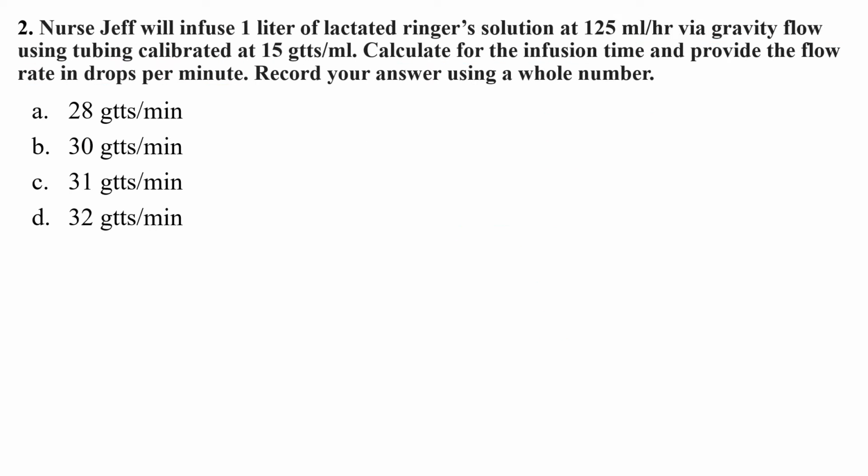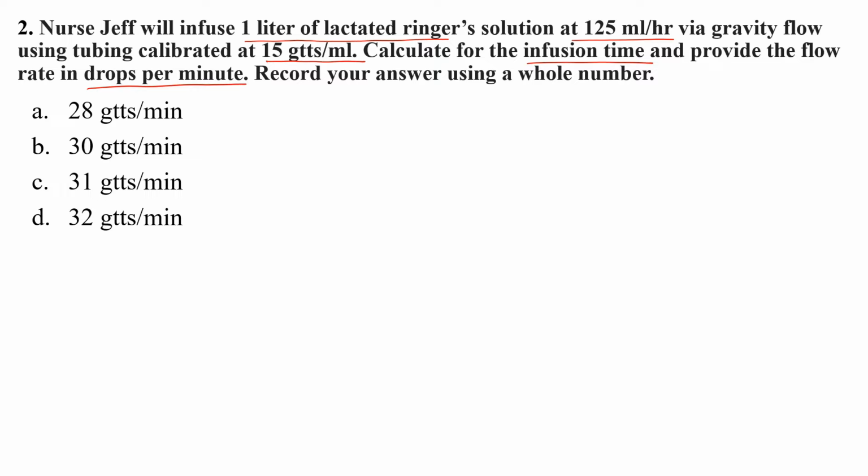Question number 2. Nurse Jeff will infuse 1 liter of lactated Ringer's solution at the rate of 125 ml per hour through gravity flow using tubing calibrated at 15 drops per ml. Calculate the infusion time and provide the flow rate in drops per minute. Record your answer using a whole number.